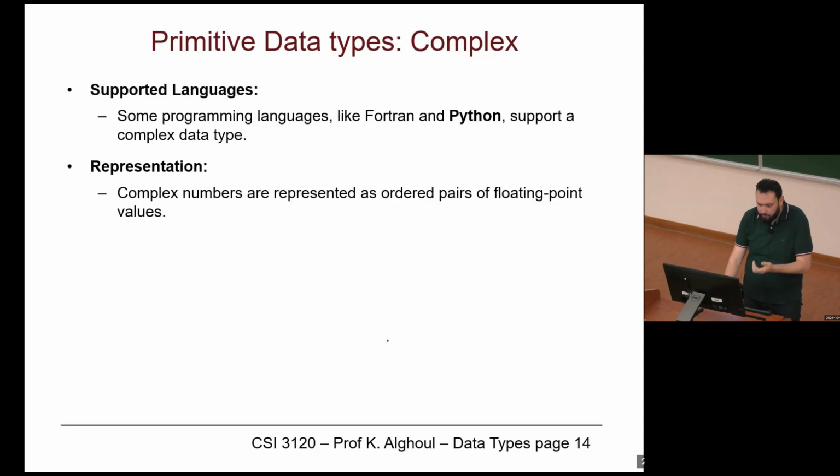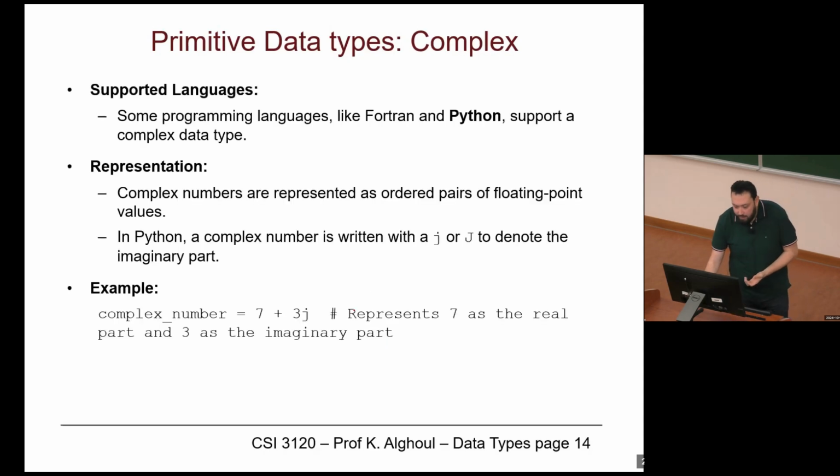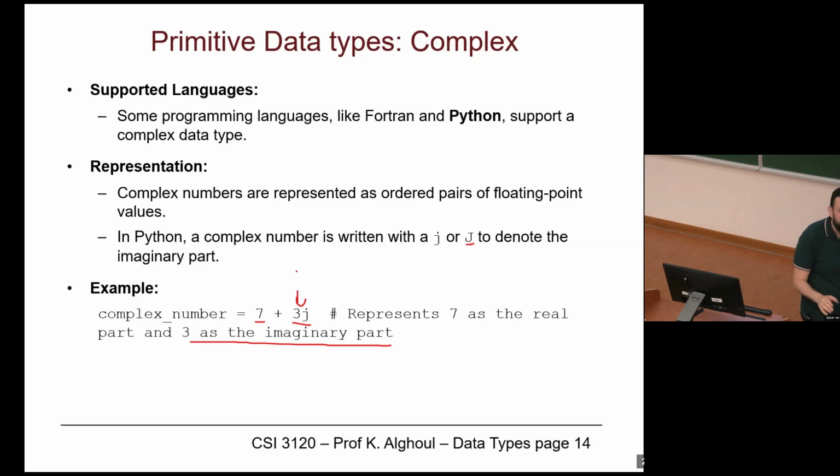things. So for example, in Python, if you write 7 plus 3j, or the capital J, that means this 3 is the imaginary part. So, okay. Now, how can we solve this in Java?